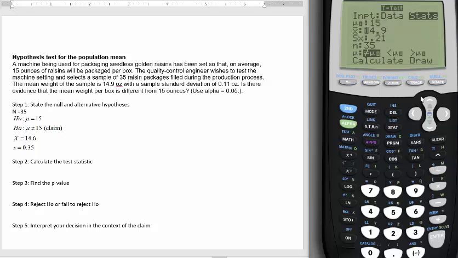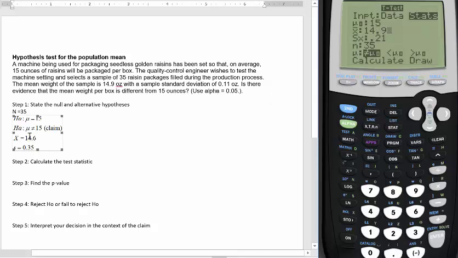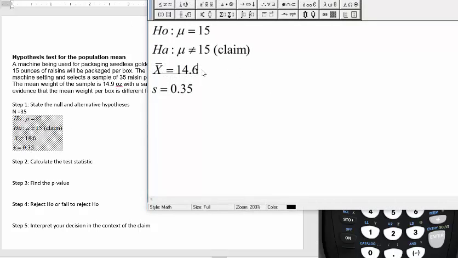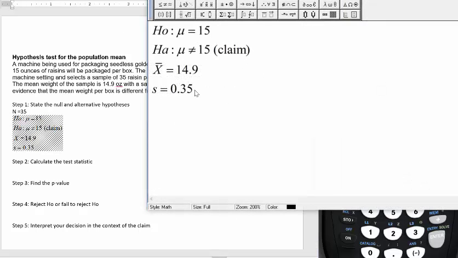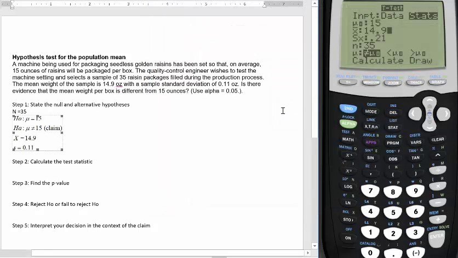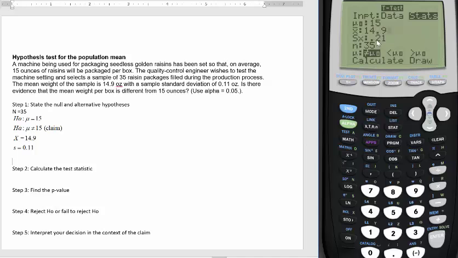X bar, you enter 14. Oh, it's 14.9. I'll fix that one over there. Okay, it is 14.9, and the standard deviation, I also put the wrong one here, 0.11. Okay, now it's okay. You're seeing some data on my calculator. This is from a previous problem, so 0.11. Sample size is 35.